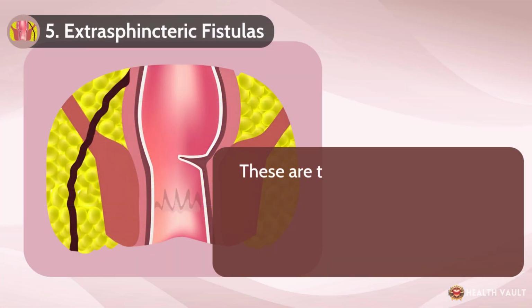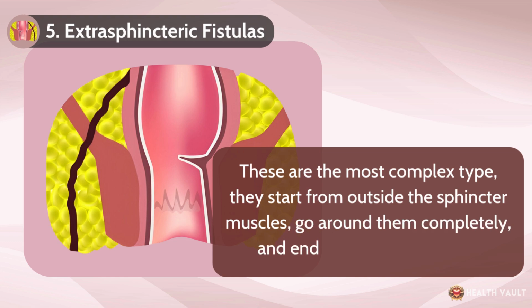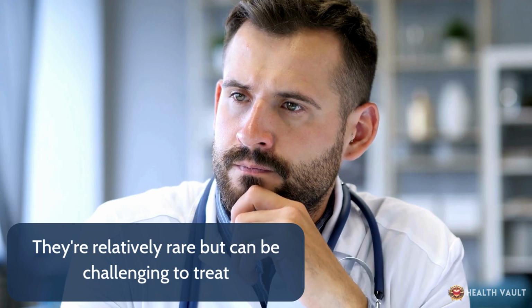Number 5. Extrasphincteric fistulas. These are the most complex type. They start from outside the sphincter muscles, go around them completely, and end up inside the rectum. They're relatively rare but can be challenging to treat.